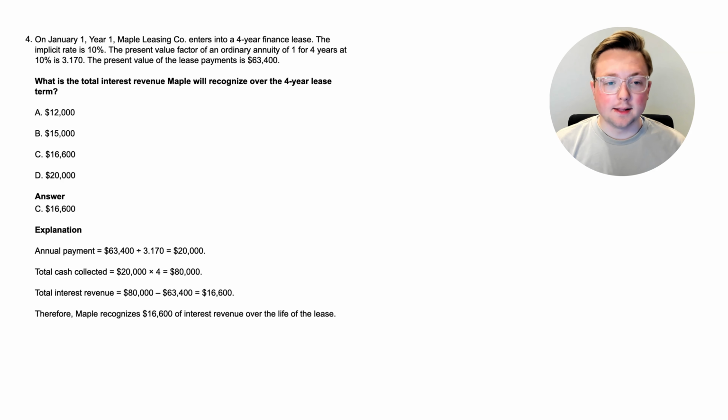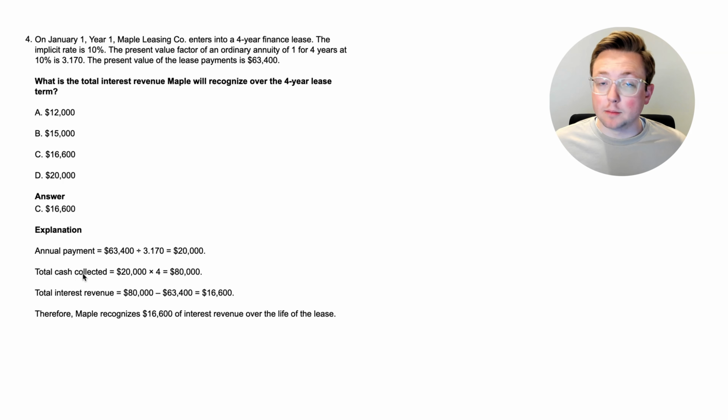All right, here we are at the answer C, $16,600. So this is pretty simple once you know how to do it. So let's figure this out. The annual payment actually is $20,000. That's the present value, $63,400, divided by 3.170. And that gives us the payment that was used with the present value factor to get the present value. So we're just kind of reversing things. You would normally, to get the present value, do 20,000 multiplied by 3.17. But since we had the present value already and the present value factor, we were able to figure out the annual payment that led to that.